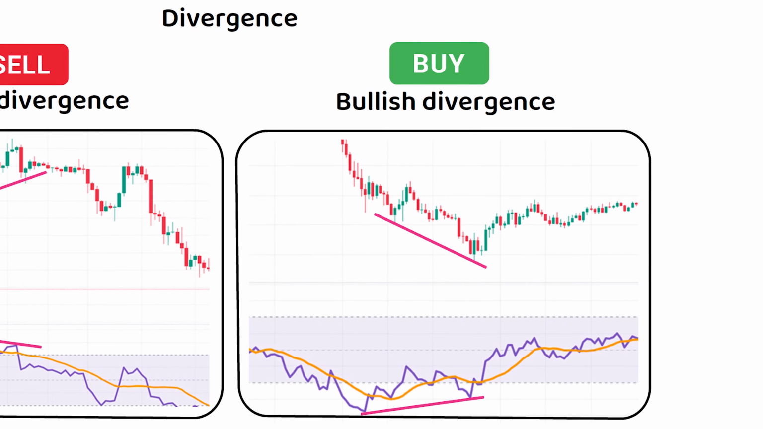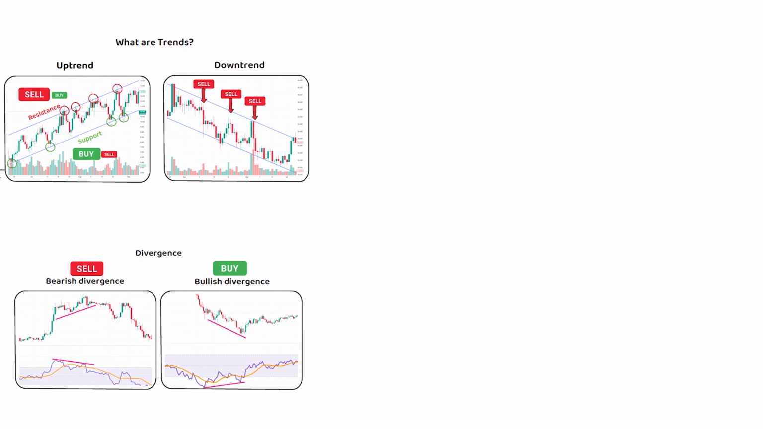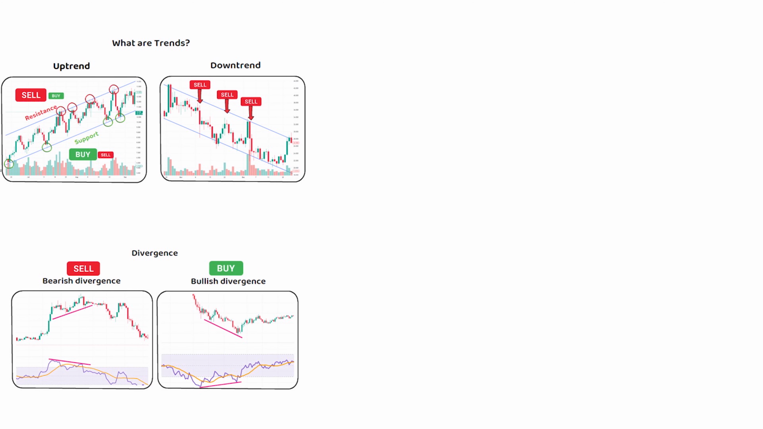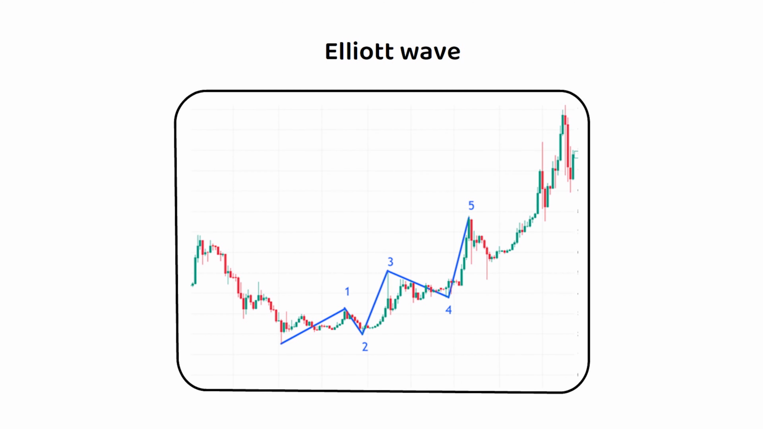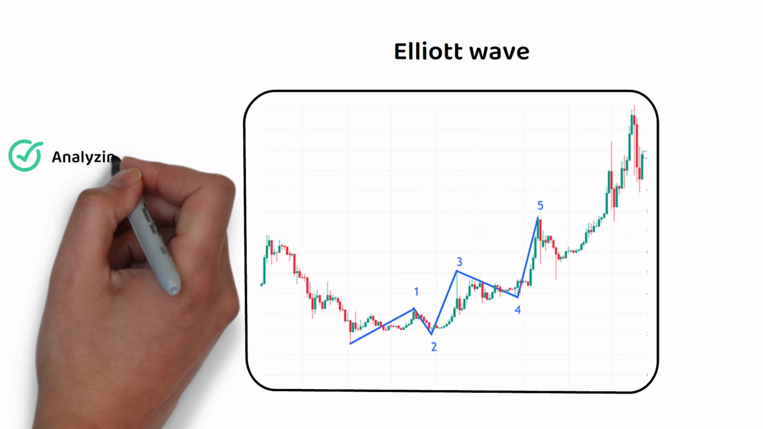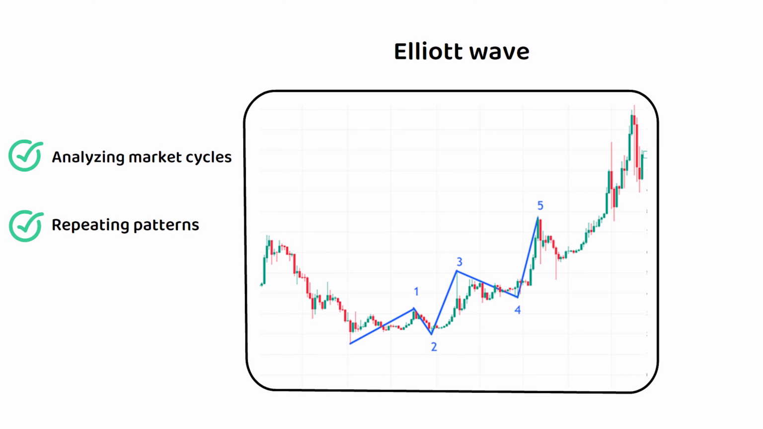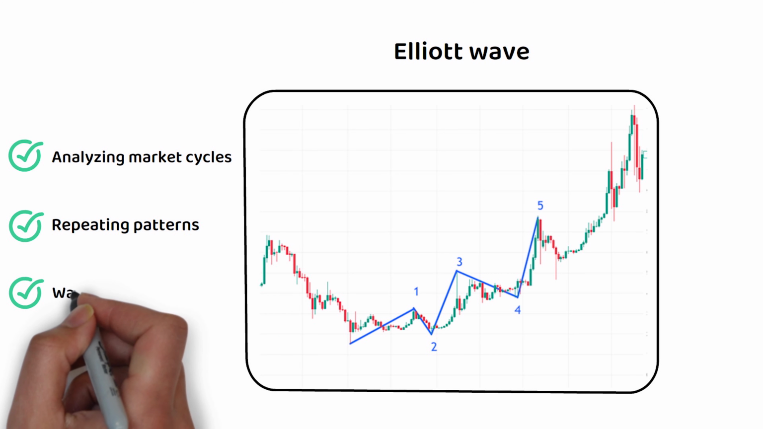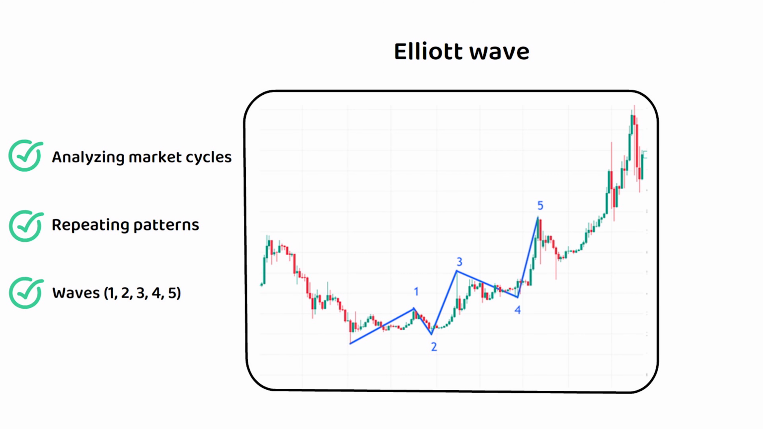There are several other technical analysis methods that are widely used in the cryptocurrency market in addition to these fundamental technical analysis tools and indicators. These include chart patterns, Fibonacci retracements, and Elliott wave analysis. Elliott wave analysis is a method of analyzing market cycles that involves identifying repeating patterns of price movements. This analysis is based on the theory that markets move in waves, with each wave representing a specific phase of the market cycle. By identifying these waves, technical analysts can decide whether it is time to buy or sell.